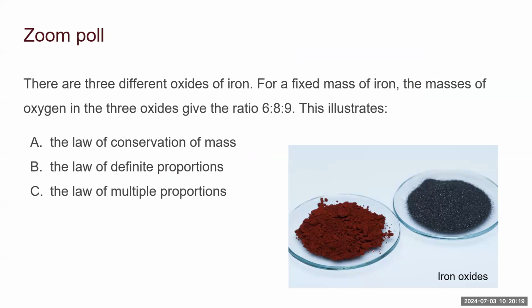So, actually, before we proceed, let's go ahead and answer it. Right hand for A, law of conservation of mass. Left hand for B, definite proportions, or ride the roller coaster of C if you think that it's multiple proportions. 3, 2, 1. Aha. Everyone voted for C.